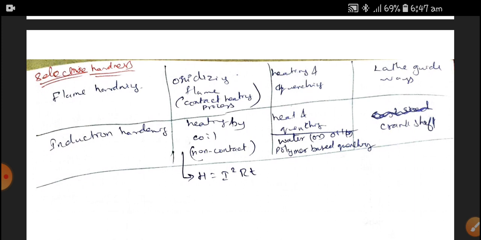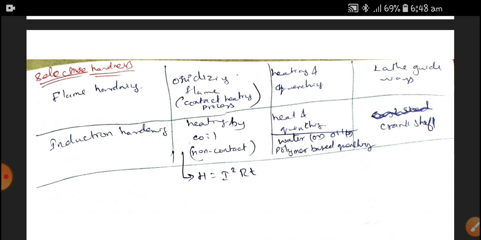Next one is induction hardening. Here, the heating is done by a coil. Here, the coil is non-contact in nature. We know that in our induction cooker and microwave oven, non-contact heating is produced by means of induction. Therefore, by means of the microwave, high velocity of microwave touches the atoms and it will produce heat. Therefore, non-contact heating is being done, and here also heating and quenching is done. The quenching medium can be water or oil, or a polymer-based quenching can be used.